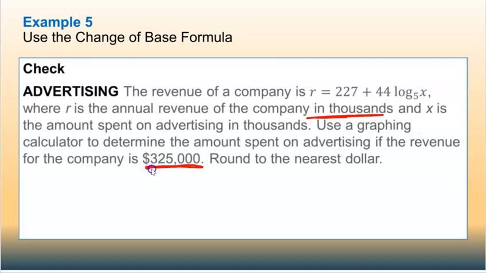So if this is in thousands, that means I have 325 of them because that's in thousands. So my R is going to be 325. So I have 227 plus 44 log base 5 of x is going to equal 325. To get the logarithm by itself, I'm going to subtract 227.